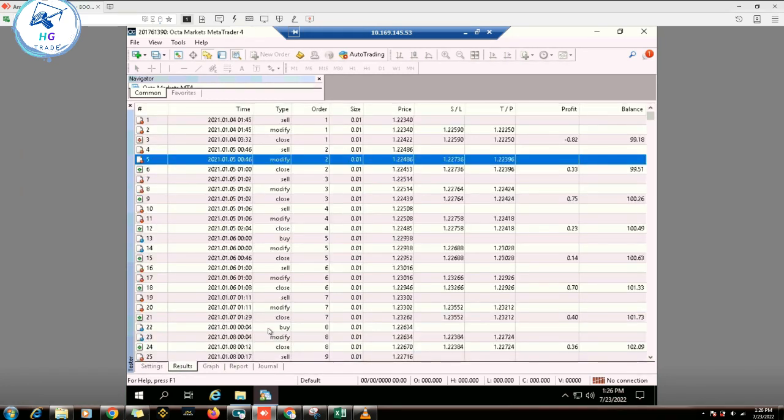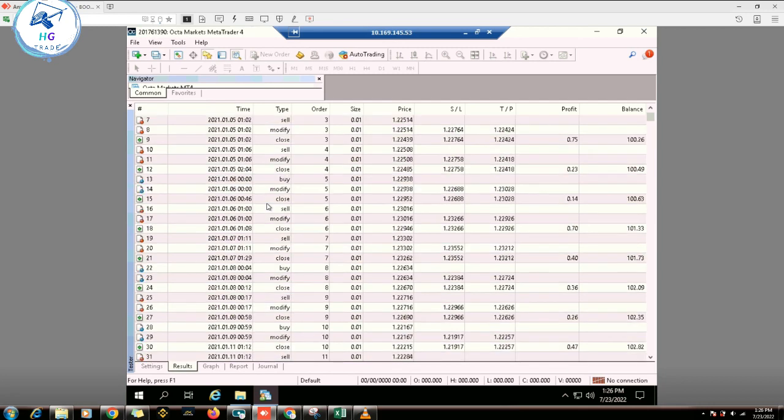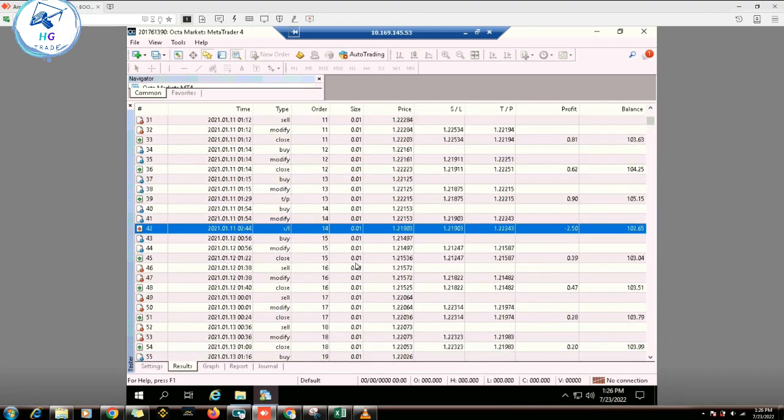Let's check the details of the transaction. Starting from lot 0.01. In the first month the total balance is $114, which means getting 14% profit in the first month, and ended in December with a total balance of $291.